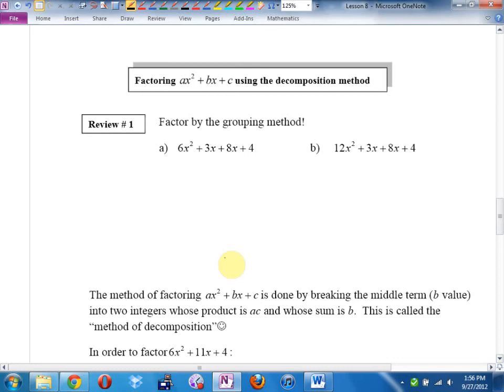Okay? So let's look at A here. It says factor by the grouping method. Brendan, what's the first thing that I always, okay? Is there an X in everything in A? Is there a 2 in everything in A? Or is there a GCF?